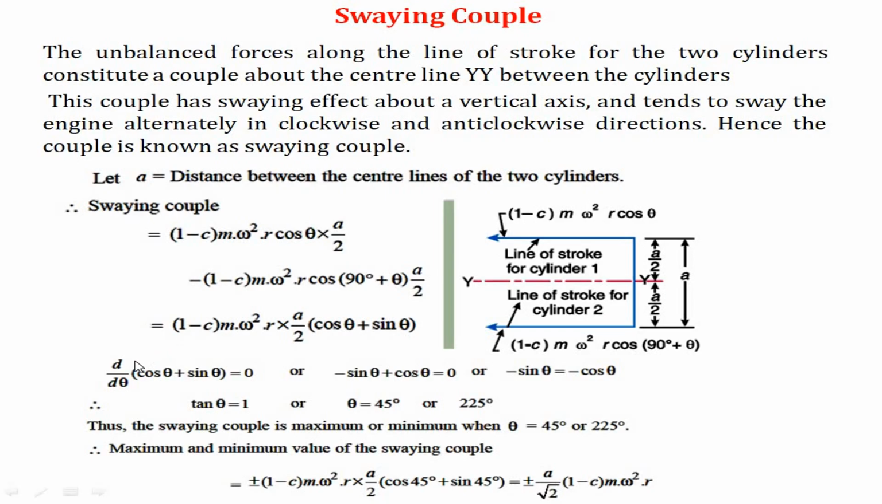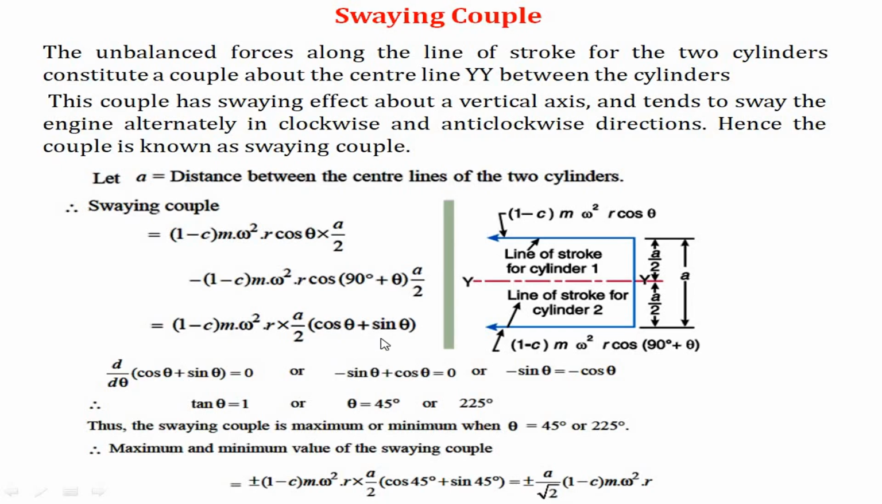For that we are going to differentiate this term, and after differentiating we get angle θ equal to 45 degrees or 225 degrees. By placing these values in the equation, we get the final result as plus or minus (a/√2)(1 - c) m ω² r. This is known as swaying couple.